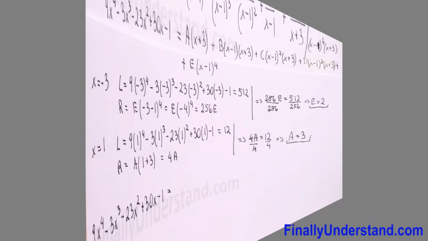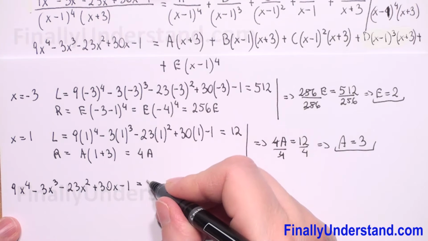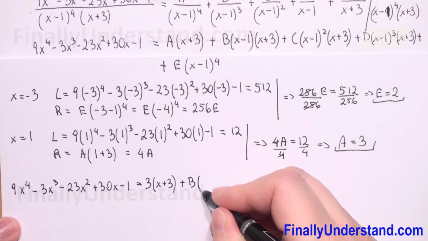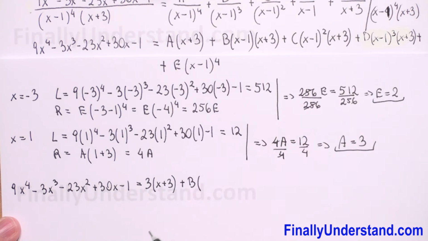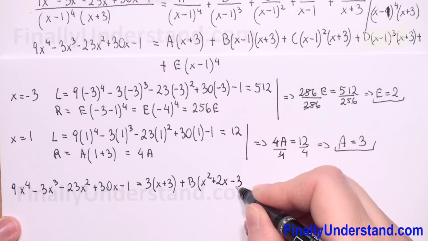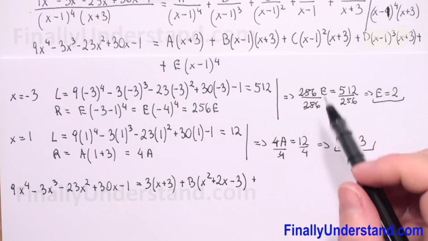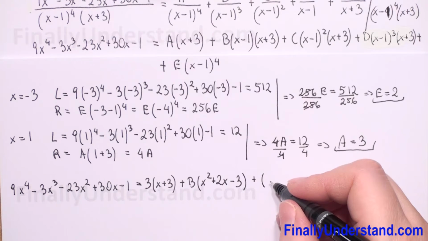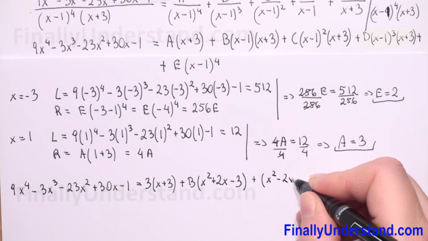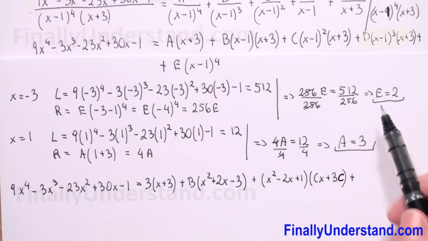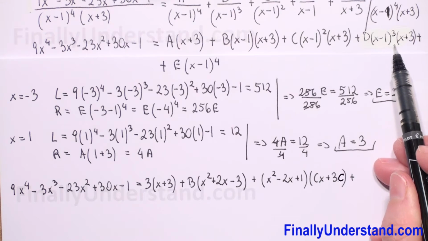So this is equal. We can substitute a by 3. So we have 3 times x plus 3, and we have plus. And we can do first multiplication, x minus 1 times x plus 3. So it will be x squared plus 3x minus x, so will be plus 2x minus 3 plus, and first I will multiply c times x plus 3, and I will take x minus 1 to second power.